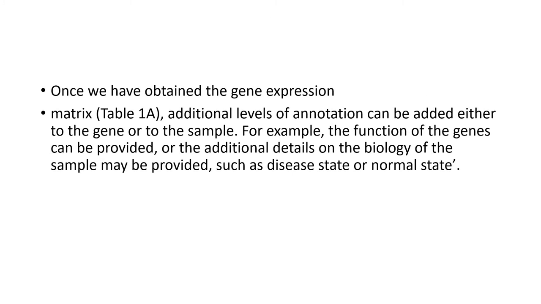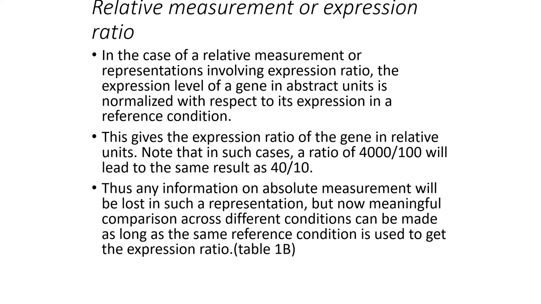So once we have obtained the gene expression matrix, an additional level of annotation can be added either to the genes or to the samples, and the function of the gene can be provided, like we can say the up regulation, down regulation, how genes are expressed, genes are highly expressed or genes are weakly expressed, and in which state it is more expressed, like in the disease status or in the normal status. So for the further analysis we can choose the method of supervised learning and unsupervised learning. So this we have discussed in the other lecture. You can watch that. So now we are going to discuss here the relative measurement of the expression.